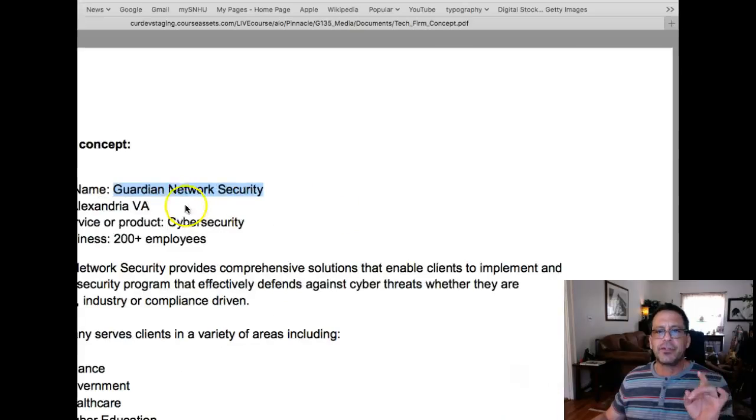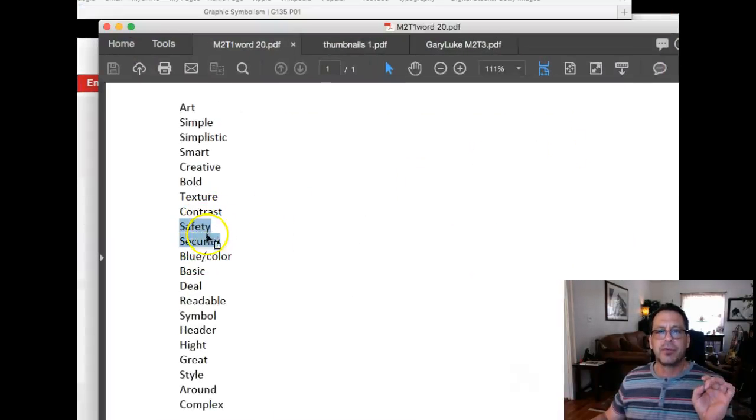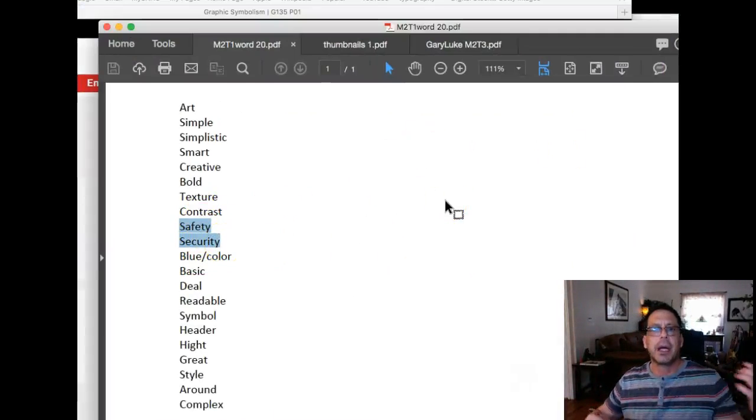Now you can either use just Guardian or you can use Guardian Network Security or any combination. So it's going to be Guardian Network Security or it could just be Guardian. Okay, so what you'll want to do is take that word Guardian and represent it using these attributes. So for example, security, I would take Guardian. How do I typographically use a word to represent Guardian using the word security?